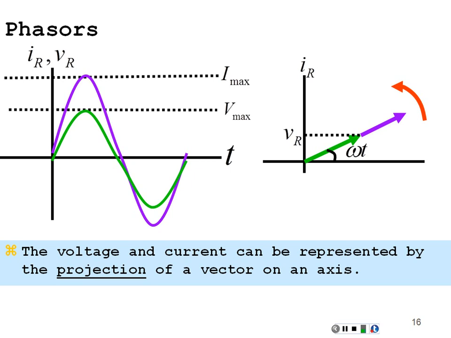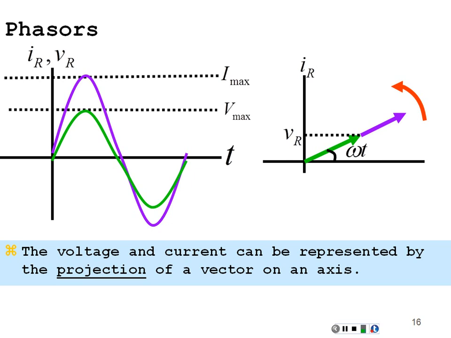So we can think of this as a vector that represents a signal, but then the sinusoidal aspect of it is this vector rotating with an angular frequency omega. So the projection of this vector on the y-axis is the value of our signal at any particular time. So if we have the current, and that is a phasor, that's a moving vector, we would have a value for the current at any particular time, with the maximum value being the length of the vector.